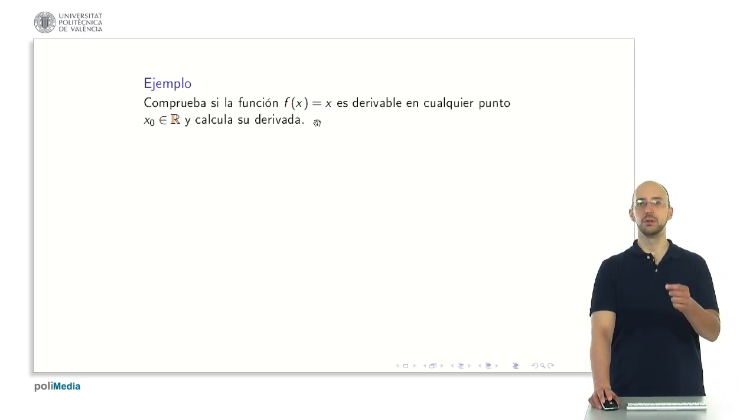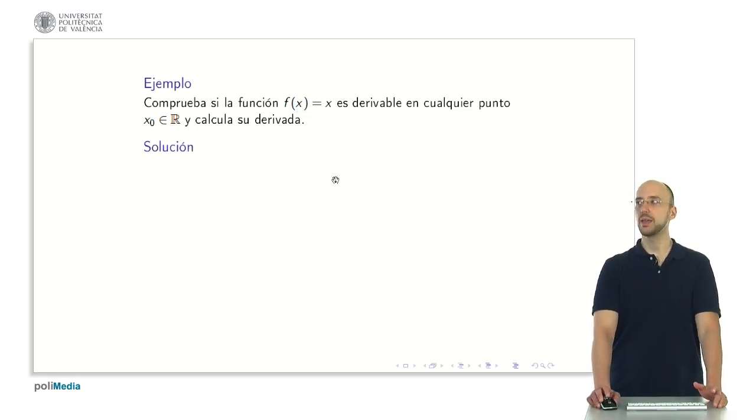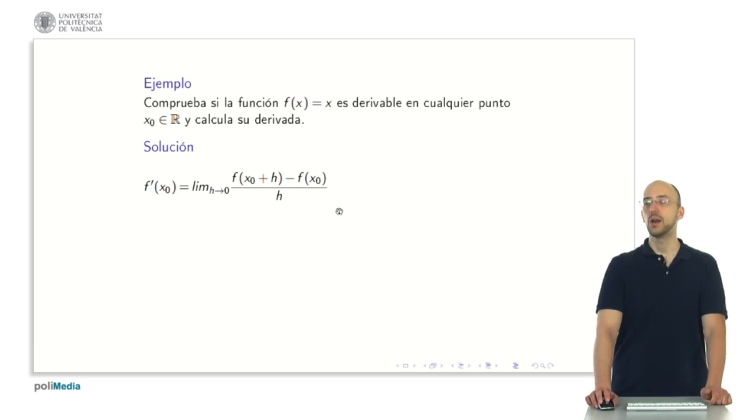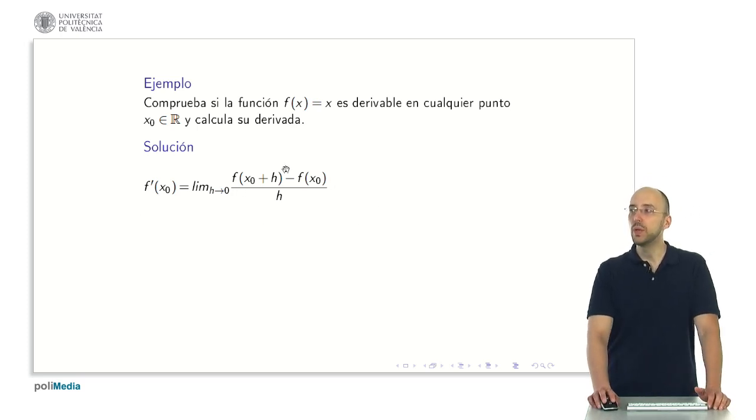If the x is worth 1, the function is worth 1. If the x is worth 2, the function is worth 2. If the x is worth x sub 0, the solution is x sub 0. So let's try and prove if this function is derivable at any point x sub 0, and we will calculate its derivative. First step, exactly the same as always. I take the definition of the derivative and put it here. The only thing we have to do is to replace what is worth f of x sub 0 plus h with the value of the function and f of x sub 0 with the value of the function.